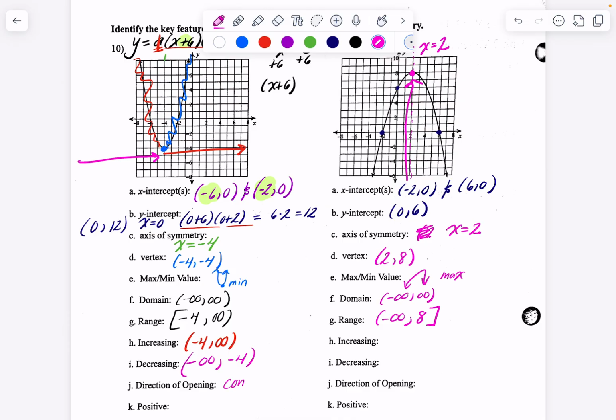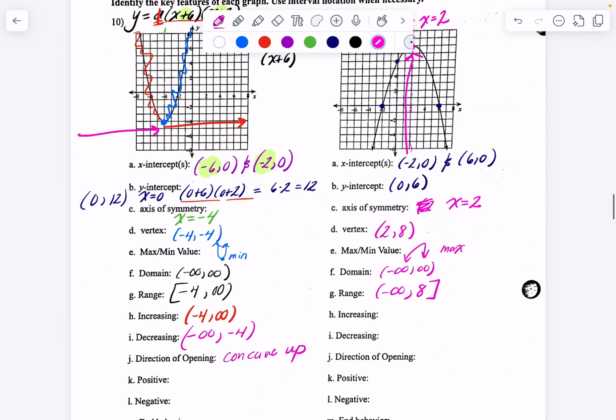It's concave up, opening upward. Positive means where is it above? You have to remember all these vocabulary words because a lot of kids get them confused. Positive means where is it above the x-axis. So right here is where it's positive and right here's where it's positive. Again, though, you answer from left to right. So we are positive from -infinity to -6. We're also positive from -2 to infinity, which means we're negative below the x-axis right here from -6 to -2.